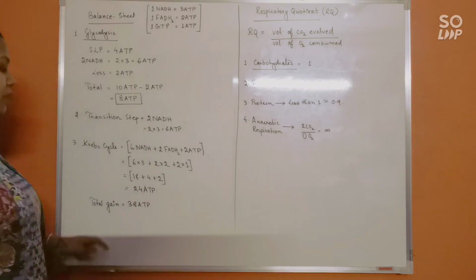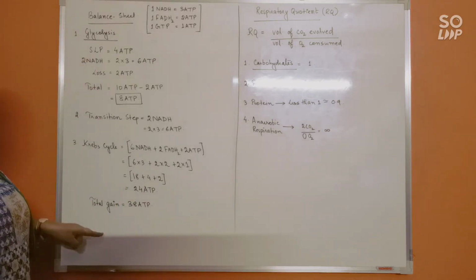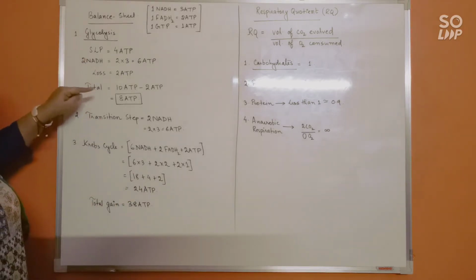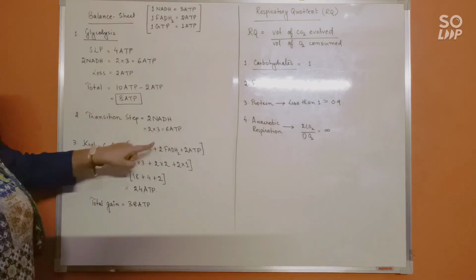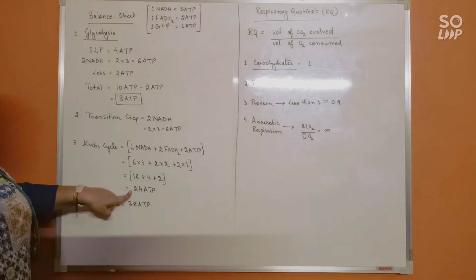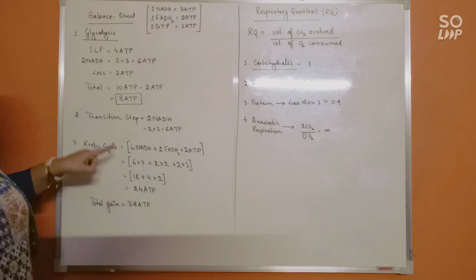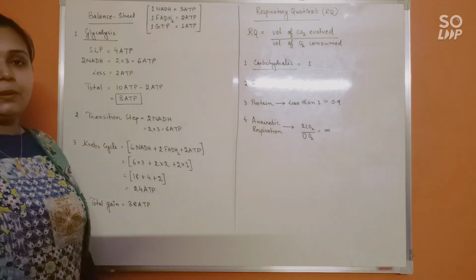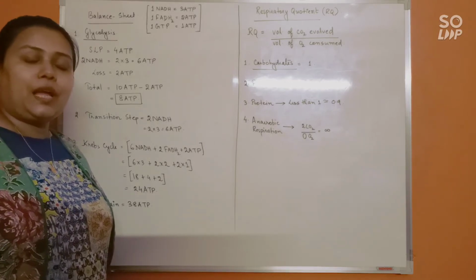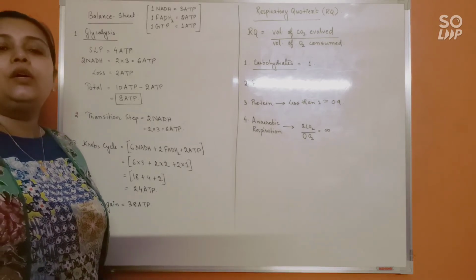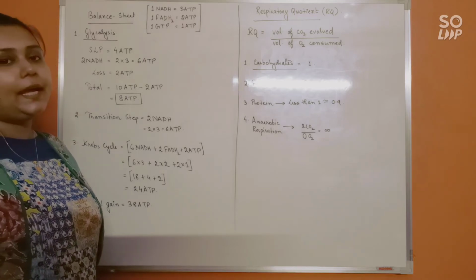So for aerobic respiration, what will be adding up is 8 ATP from glycolysis, 6 ATP from the transition step and 24 ATP from Krebs cycle. Finally, the sum total becomes 38 ATP. So aerobic respiration would produce, at the end of the entire thing, 38 ATP.